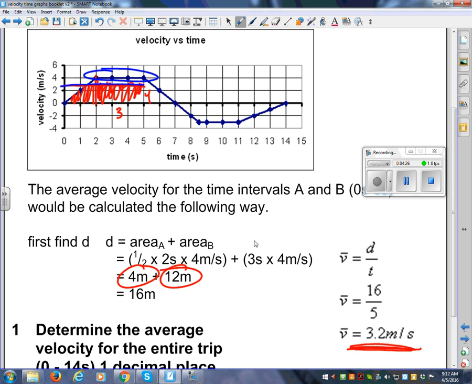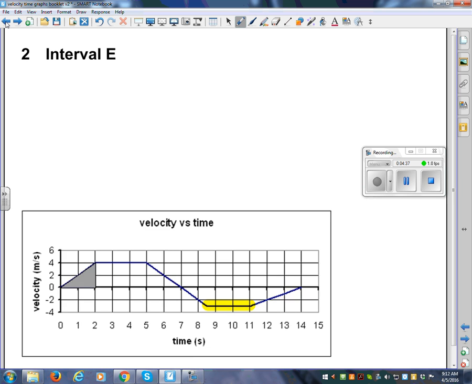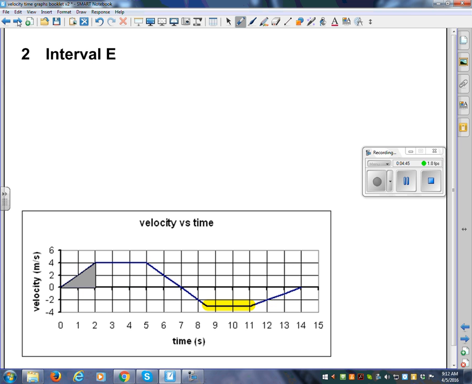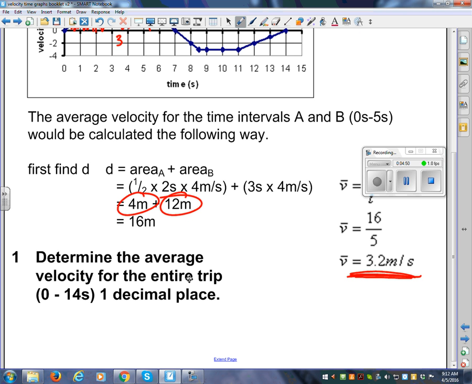Right? Okay. So question number 1 on the clickers is determine the average velocity for the entire trip to 1 decimal place. Now yesterday, you were to calculate all these different intervals. Do you still have them on your sheet? Hopefully you have the right answers now, whether you got them right or wrong, right? I gave you the right answers. So now, we'll get the clickers out, they're right here, and determine the average velocity for the entire trip.